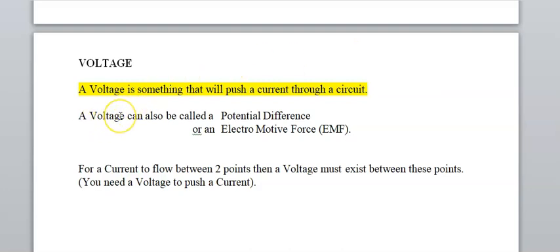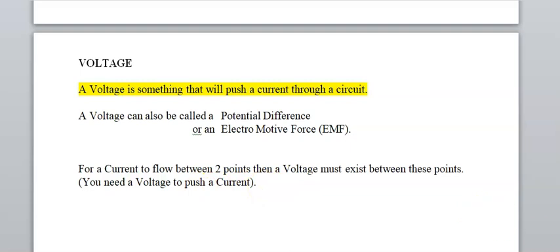Other names for voltage that have been used throughout the years, one is potential difference, or one I really like, a very old one, used many hundreds of years ago. A voltage can also be called an electromotive force. This is very meaningful if you think about it. It's the force that motivates electrons to move. So in other words, for a current to flow between 2 points, for charged particles, usually electrons, to move between 2 points, then you need this thing called a voltage between those 2 points. In short, you need a voltage to push a current.